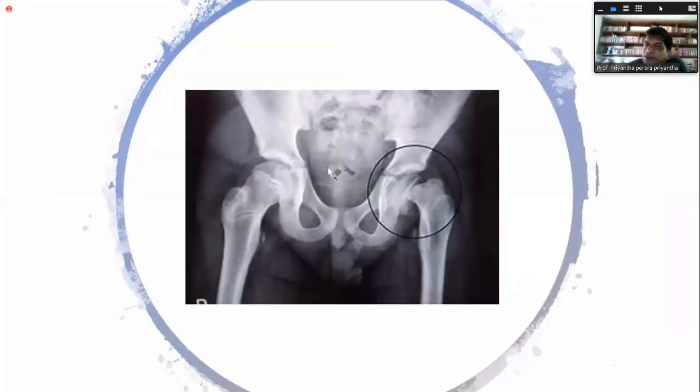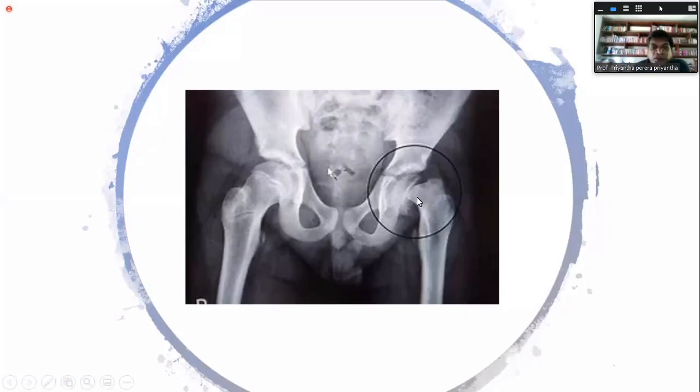What is this X-ray? So again, a child with a painful hip. What is this one? What does this X-ray show? Slipped femoral epiphysis. Yeah, this is slipped upper femoral epiphysis. You can see here, this is the upper femoral epiphysis, and this one, the rest of the femur has gone away, right?